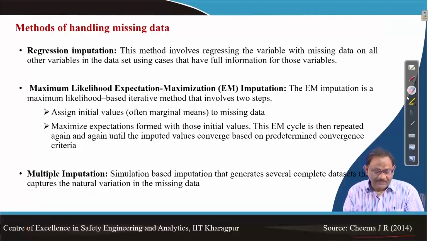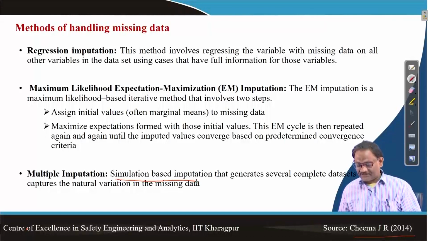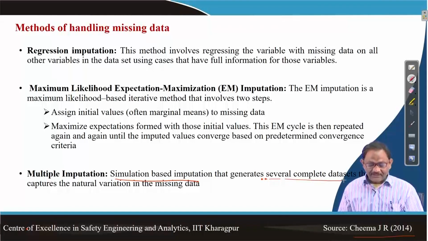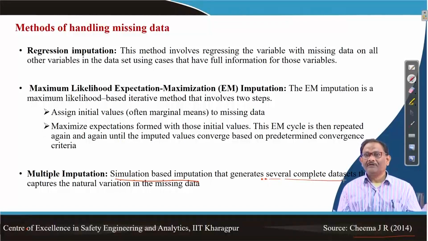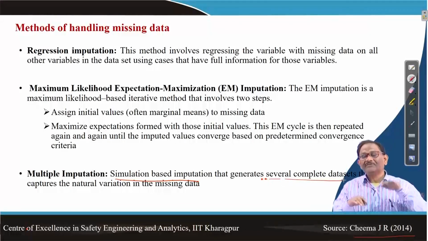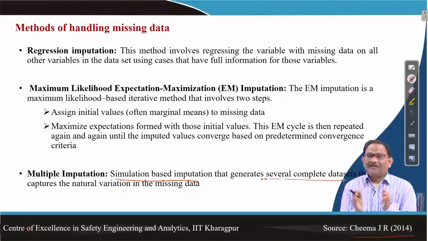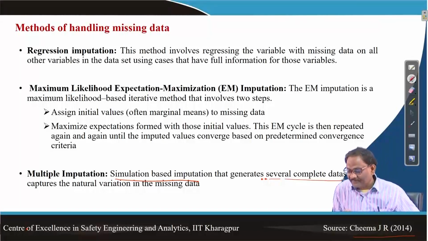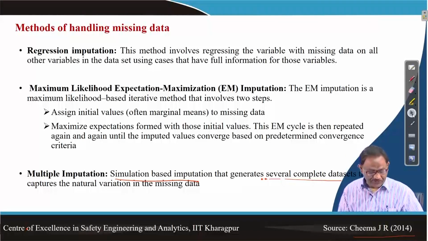So this is another one, and multiple imputation is basically some kind of simulation-based imputation. You create several complete data sets, so for the same data set with different imputed values for the missing entries, you have different complete data sets. For the missing values, you have multiple observations for each of them. From there you can capture the natural variability of the missing values, and the lower the standard error of the missing values, the better. So it's another very good technique, but these are all time consuming and laborious.